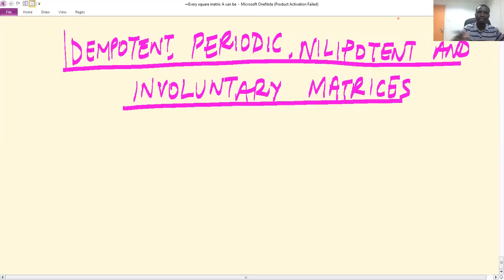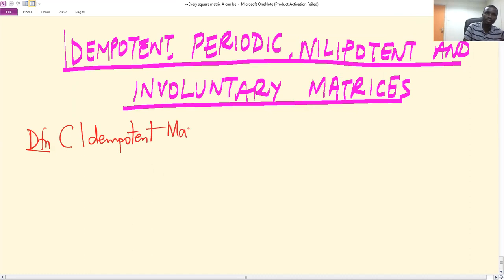Welcome to this session. In this session, we are going to discuss idempotent, periodic, nilpotent, and involutory matrices. So let's give the definitions. Start with the idempotent matrix.